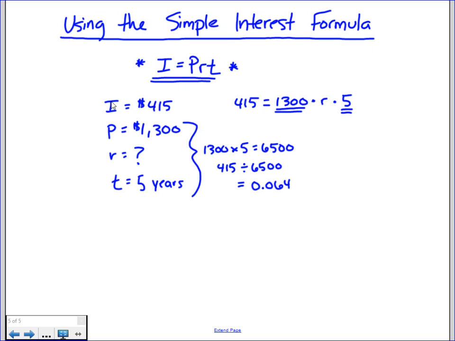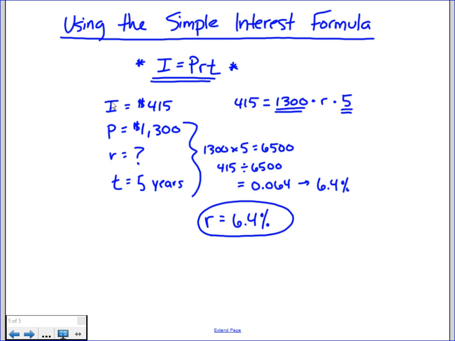0.064. Now, you only have to do this with rate because rate is a percent. You need to write your answer as a percent. 0.064 would be 6.4%. So that means in this particular example, this account is getting a 6.4% interest rate.